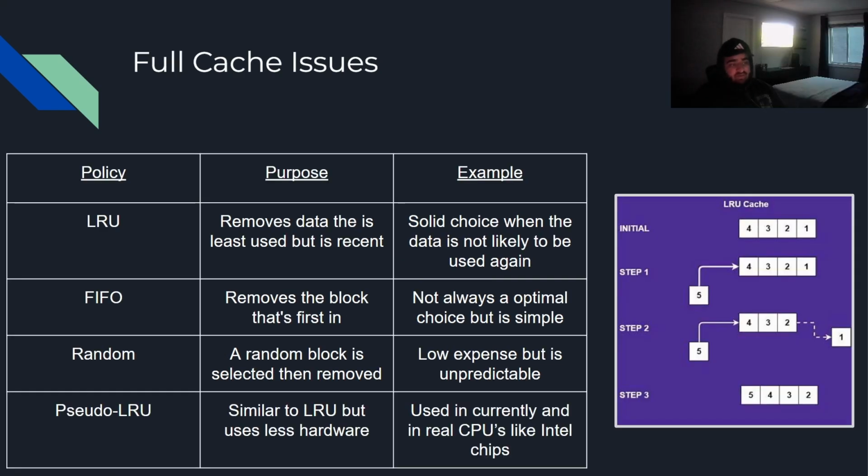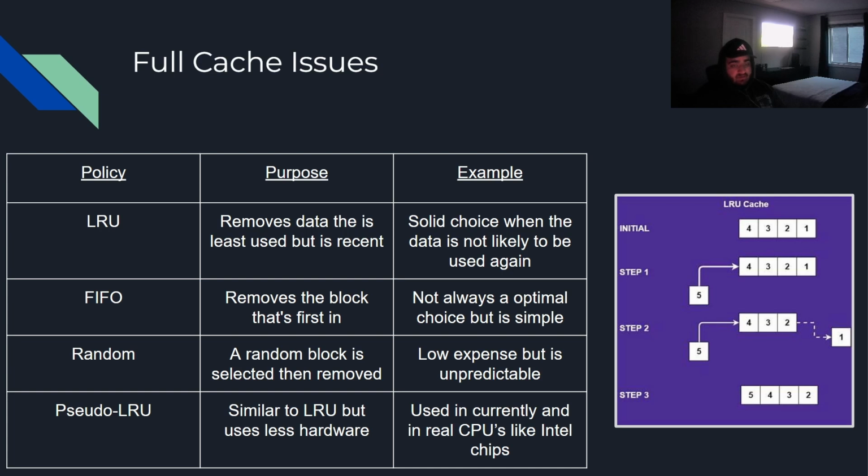Now we'll discuss full cache issues. When a cache is full and new data needs to be loaded, the CPU has to decide which existing block to remove to make space for the new data. This is where cache replacement systems, or replacement policies, come in. They determine what gets evicted to make space.